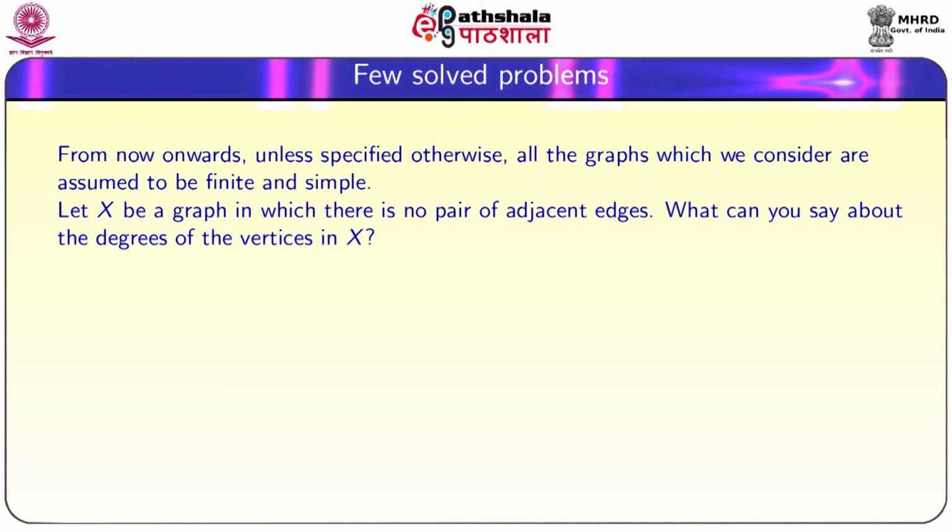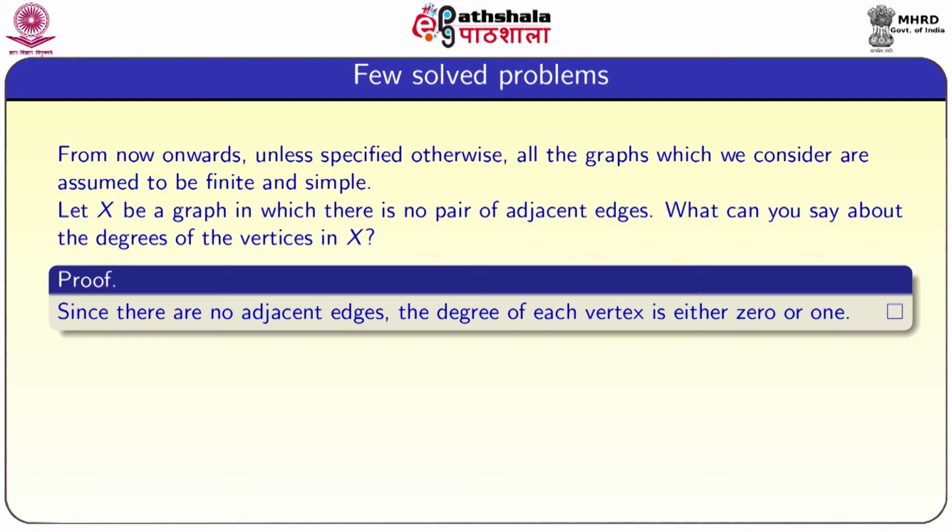The first problem is, let X be a graph in which there is no pair of adjacent edges. Then what can you say about the degrees of the vertices in X? So the proof is easy. Since there are no adjacent edges, the degree of each vertex is either 0 or 1. Whenever the degree of a vertex is 2 or more, then 2 edges will be incident at that vertex. So, automatically we have adjacent edges.